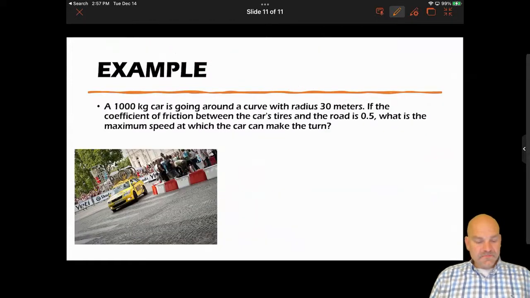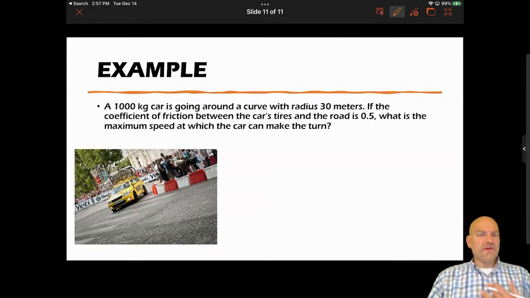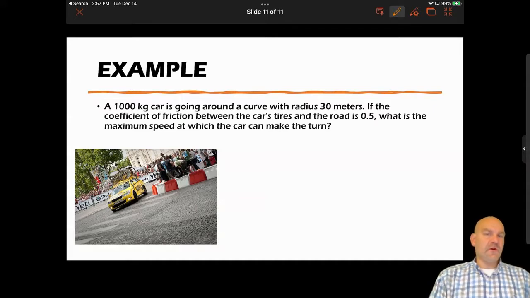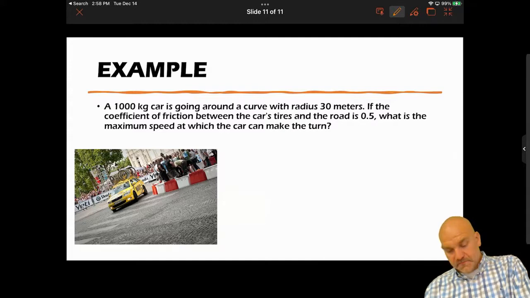Okay. Now, let's look at what happens with a tire, or with cars. So you have a 1,000-kilogram car going around a curve with a radius of 30 meters. If the coefficient of friction between the car's tire and the road is 0.5, what is the maximum speed at which the car can make the turn?